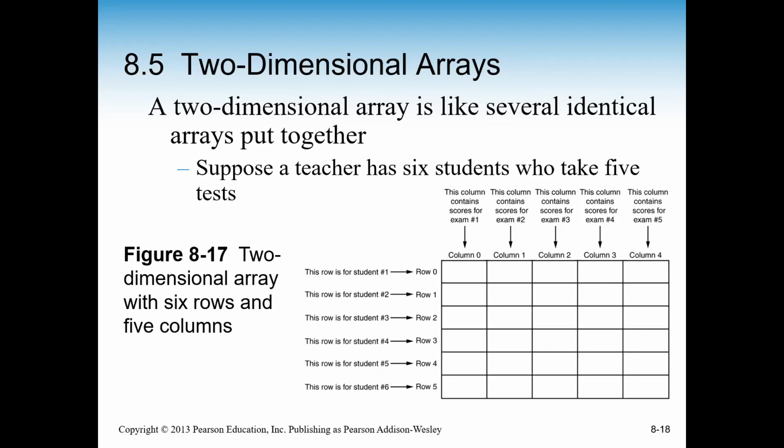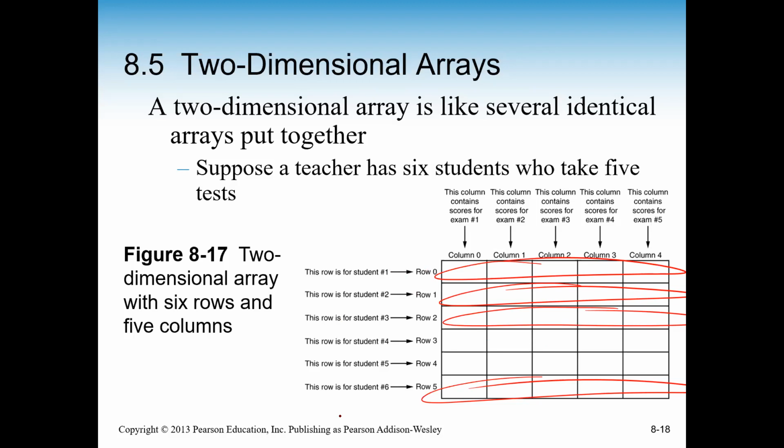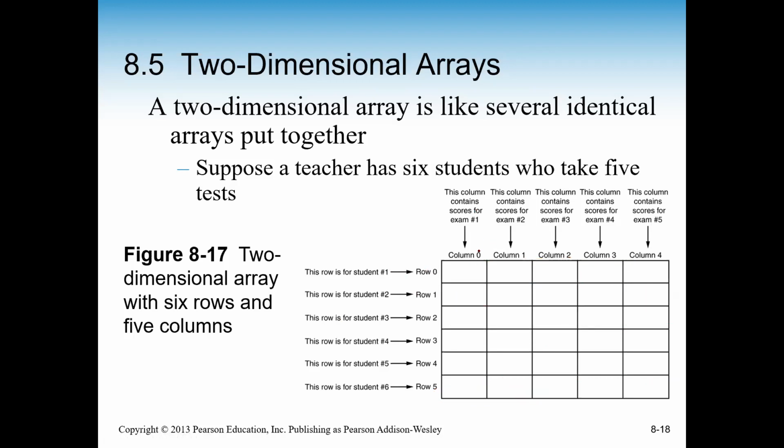All right, so a two-dimensional array is like several identical arrays put together. Suppose a teacher has 6 students who take 5 tests. So each row here represents a student: student 1, student 2, student 3, all the way to student 6. And then the columns indicate the tests: exam 1, exam 2, 3, 4, 5. The only thing is they start at 0, so there's that offset there.